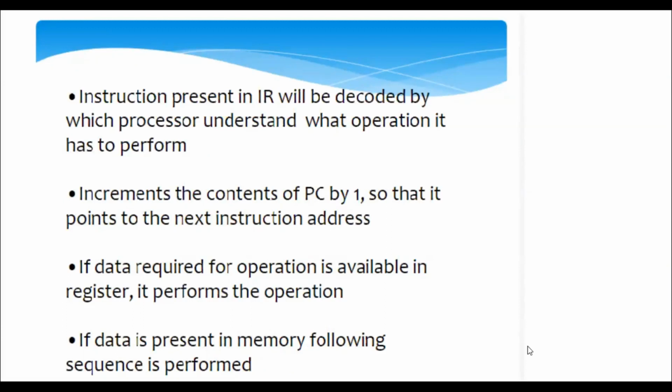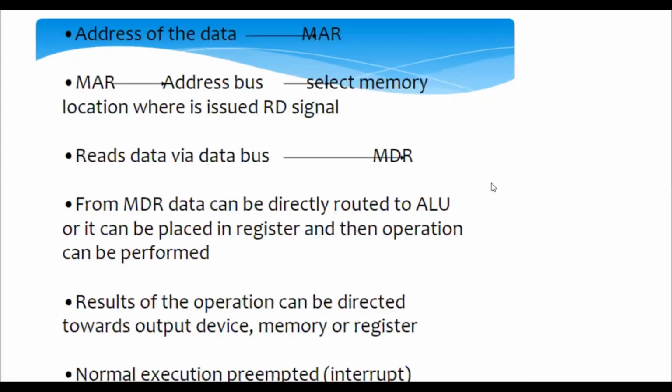So if the data required for the operation is available in a register, it performs the operation. If the data is present in memory, the following sequence is also performed. The MAR, the memory address register, is transferred to the address bus. It selects the memory location, where the RD signal is issued. So it reads data via the data bus to the MDR.